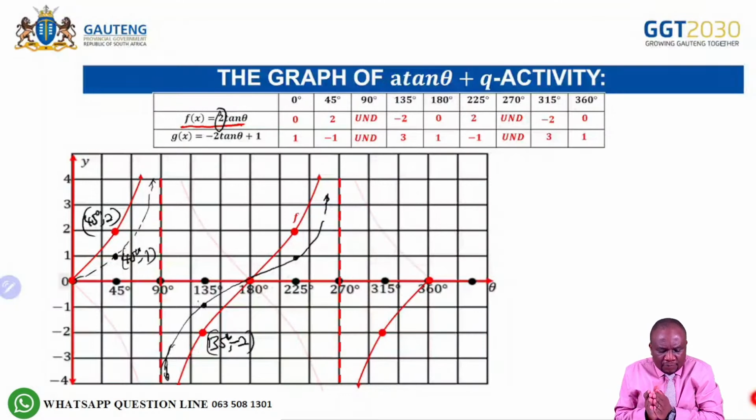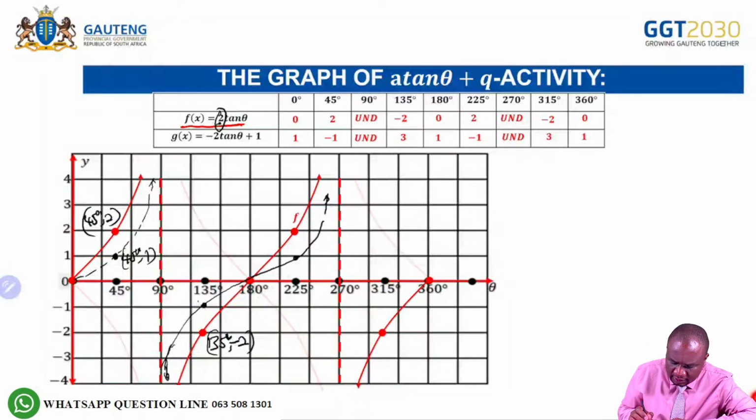So the x-coordinates of the points are not changed. They're still the same, but the y coordinates are changed by a. So the graph becomes vertically stretched because of this a, right?